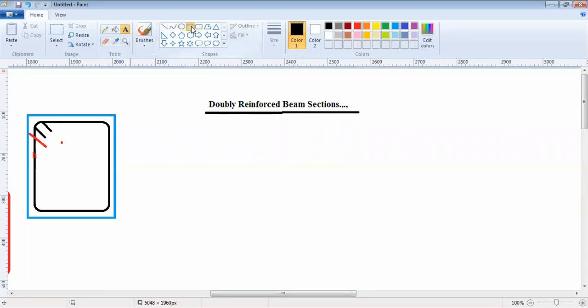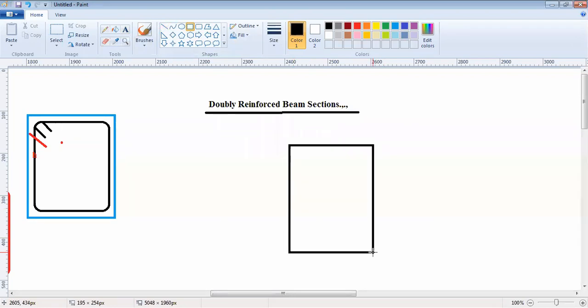A doubly reinforced section is one which has got tension reinforcement at the bottom as well as compression reinforcement at the top. Before this, we were only designing the tension reinforcement and we were providing the anchorage bars at the top. Now, why is doubly reinforced section required first of all?